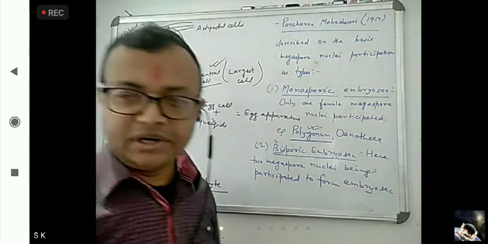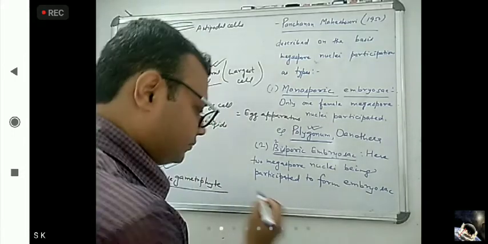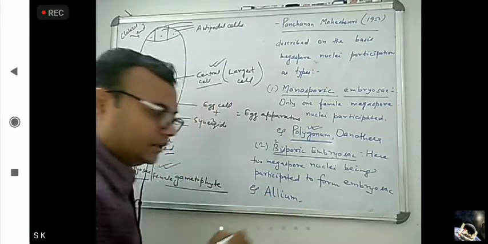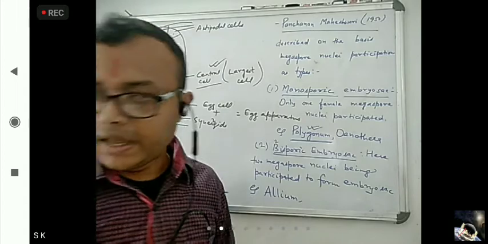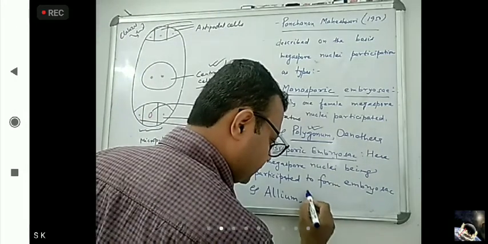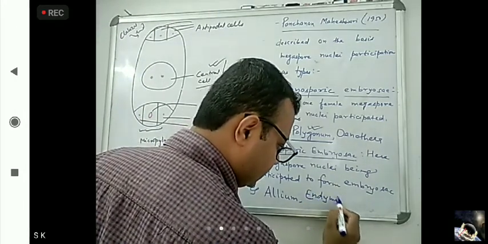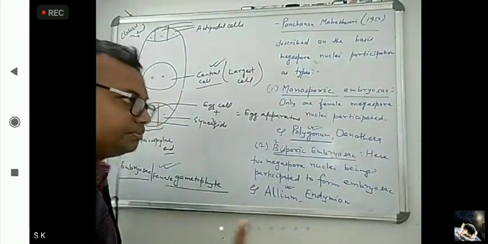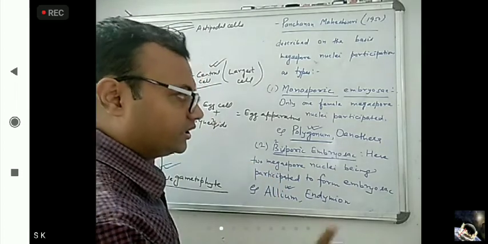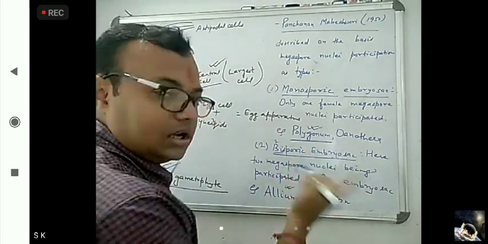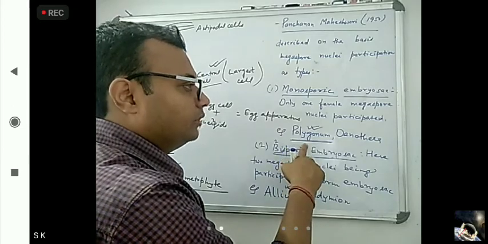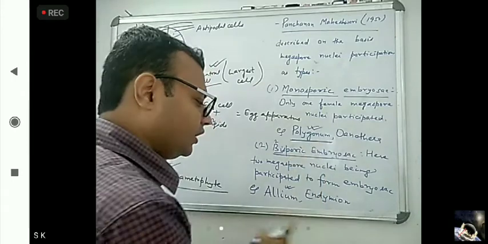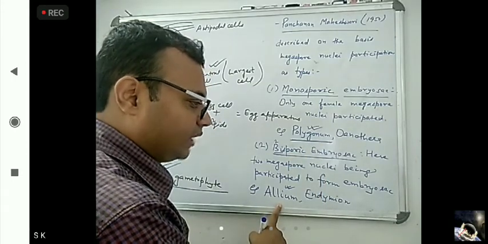Here the examples are Allium and Endymion. Here you have to remember Allium. Only the example is very important. Many times I have seen questions in medical exams. They will give a question regarding Polygonum, whether it belongs to monosporic embryo sac. Here you have to remember Allium, that is bisporic.